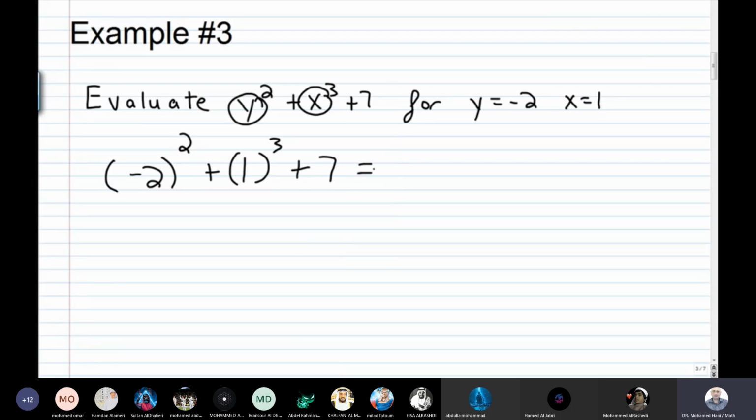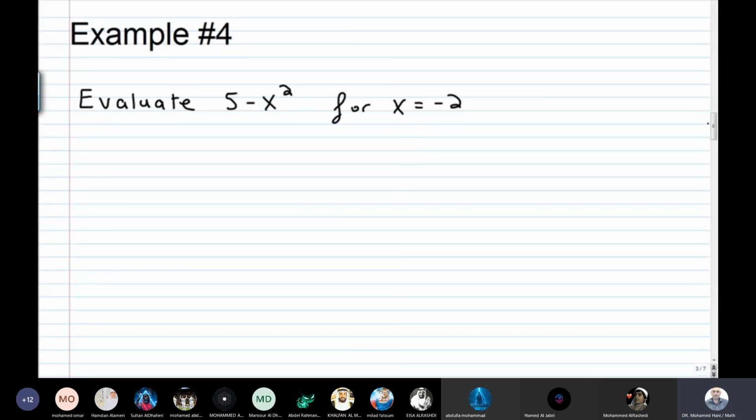So if I go through and simplify here, negative 2 squared, with negative 2 inside of parentheses, is going to give me positive 4. And then plus 1 cubed, I know that's 1, and then plus 7. So now I just have 4 plus 1, which is 5, plus 7, which is 12. Okay, so that's my answer.